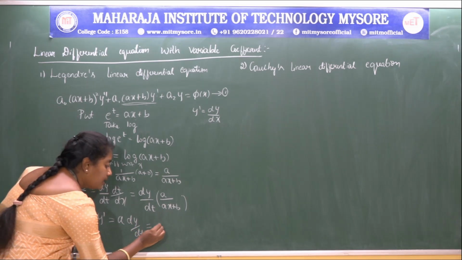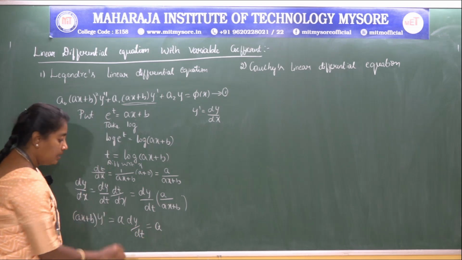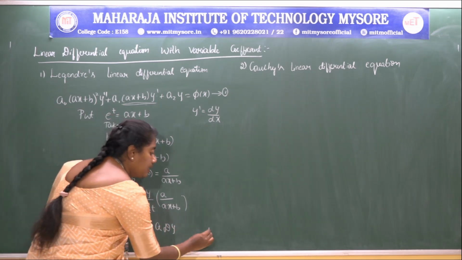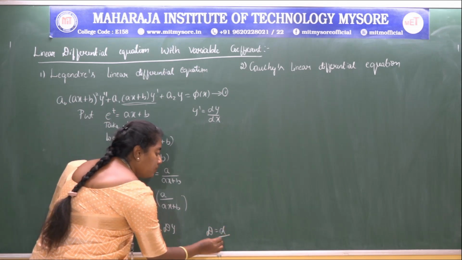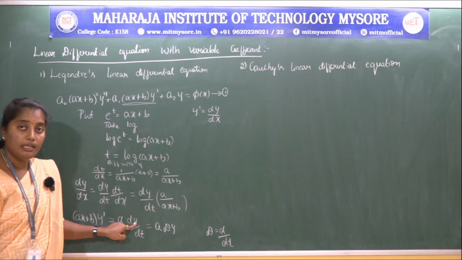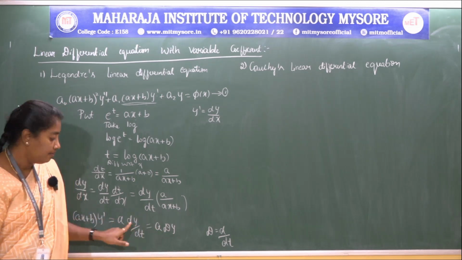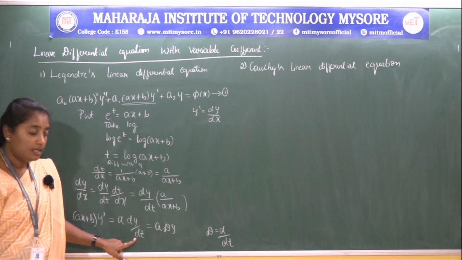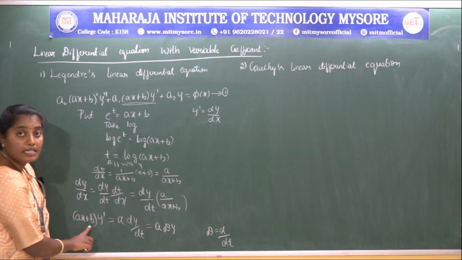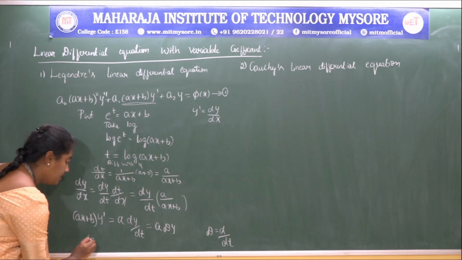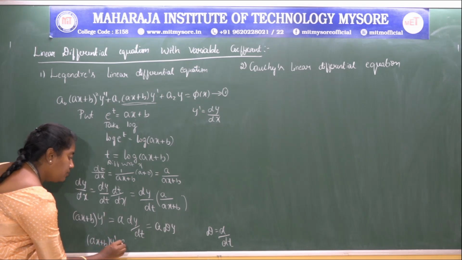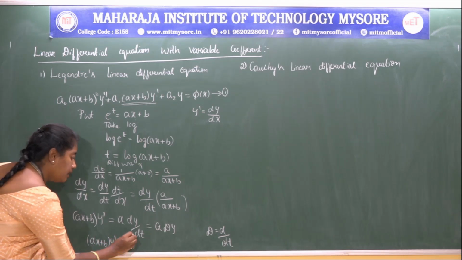So this can be written as a into capital D y, where this capital D is the derivative with respect to t. Derivative of a variable, that is, the variable is y here, derivative of a variable with respect to t. So here we get the first term, that is (ax plus b) y dash is equal to a into Dy.